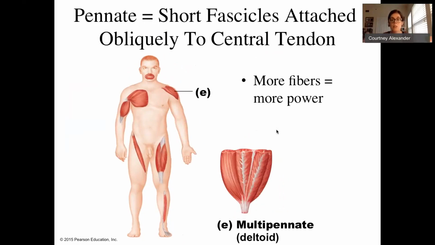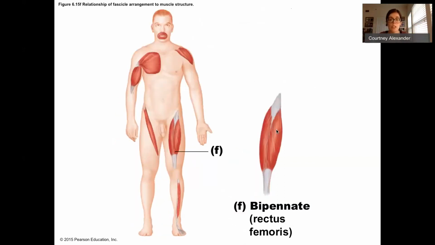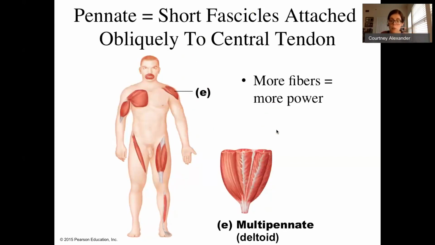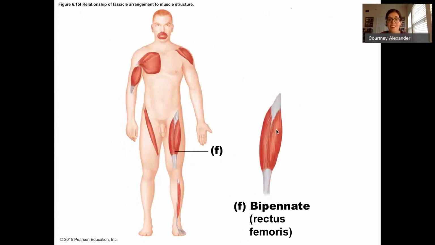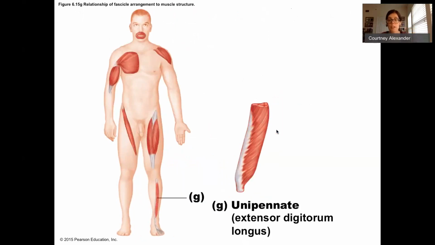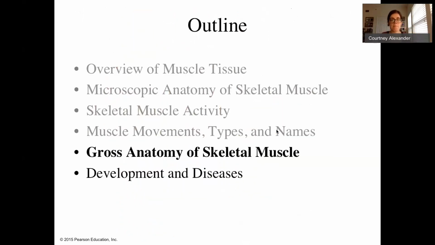And then pennate is when you have short fascicles coming obliquely to a central tendon. And this allows you to pack in even more fibers into a short area. And again, what we know is that we increase the strength of our contraction by the number of fibers. So the more fibers we can pack into a space, the more power we're going to get from our contractions. So the most power is a multipennate. Bipennate, not as much power. Unipennate, even less power. Okay, so in this video, we talked about movements, types, and names.